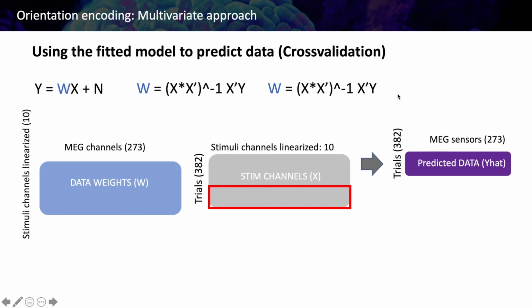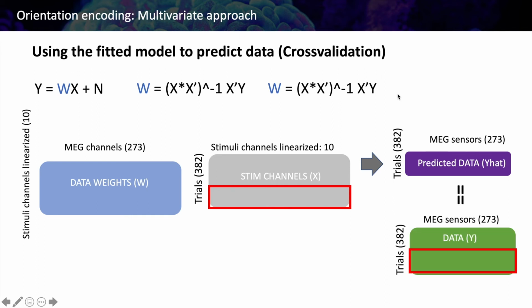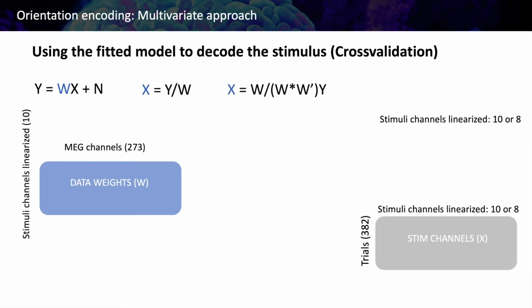And then we predict the activity and we compare it with the actual data from the second part of the data. If the prediction is good, that means that our model is working and there is information that we are modeling. And this is forward encoding modeling. We are predicting the activity. And also, we can use the fitted model to decode the stimulus.